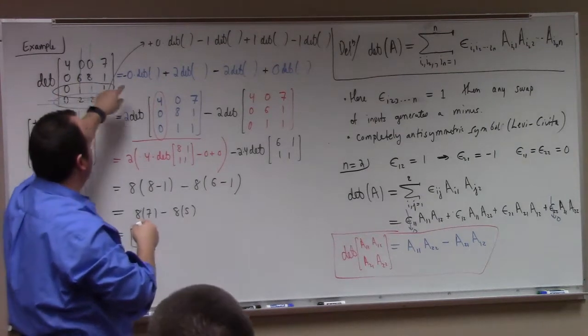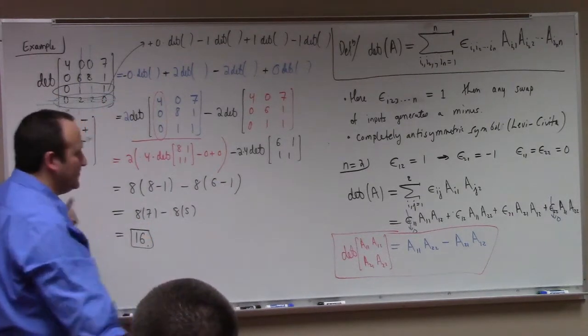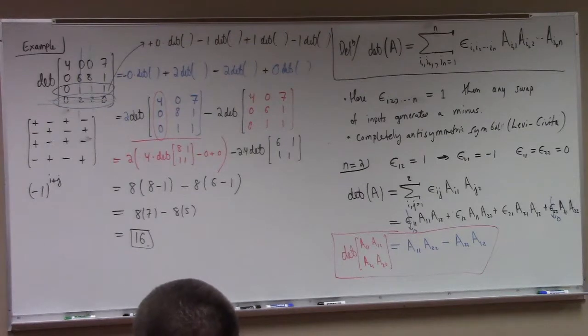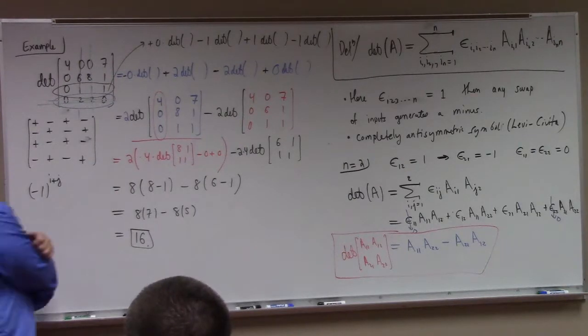Sorry, for example, that was not your question. Okay, what's your question? Where you started writing in red, where you have 2 times 4 times the determinant of 8, 1, 1, 1, and you have minus 0 plus 0. What if you had chosen a different one? Oh, it wouldn't have mattered.